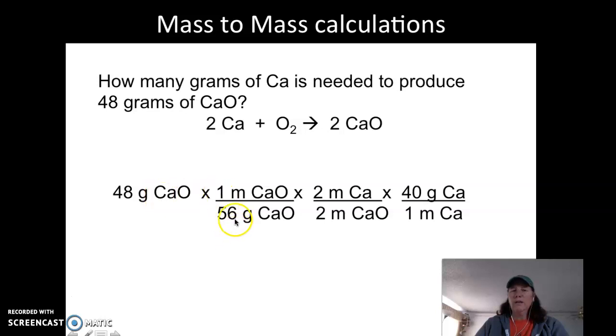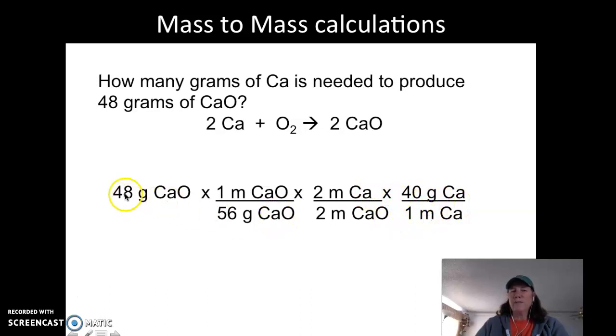So 1 mole here, 56, that's 1 calcium, 1 oxygen weight together. This is the formula mass of calcium oxide. So now I got rid of grams of calcium oxide and I got moles. So now I put moles of what I'm trying to get rid of on the bottom, moles of what I'm trying to find on top. It says how many grams of calcium, so I put that on top. These are both 2's. Okay. And then my last step, 1 mole calcium. Calcium, since it's an element, I can just look it up in the periodic table, and its mass is 40.